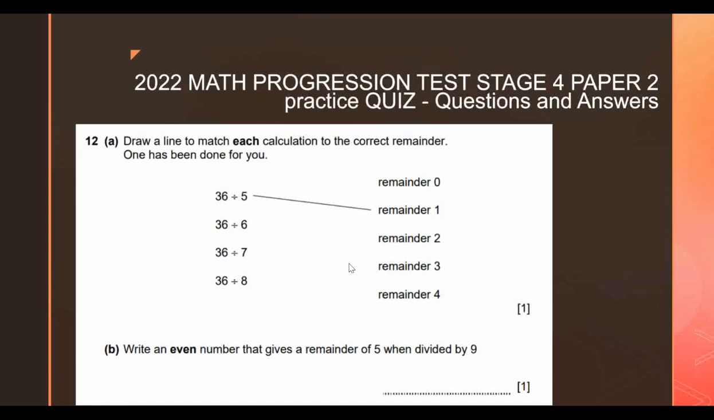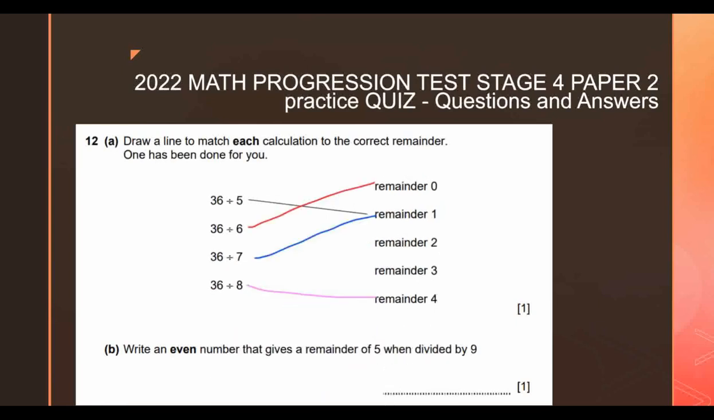If we have not finished, we may pause this video. So for the answer for 12A, this is the given answer. 36 divided by 6 will be remainder 0 because it's equal to 6. And then 36 divided by 7, it will be remainder of 1. Because 36 divided by 7 is 5.